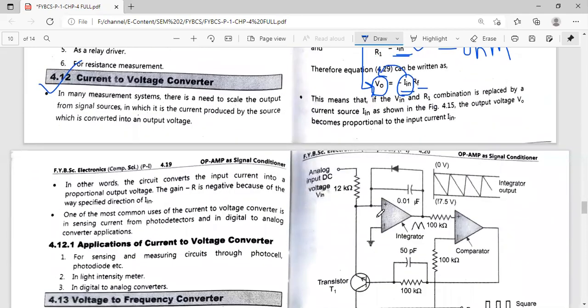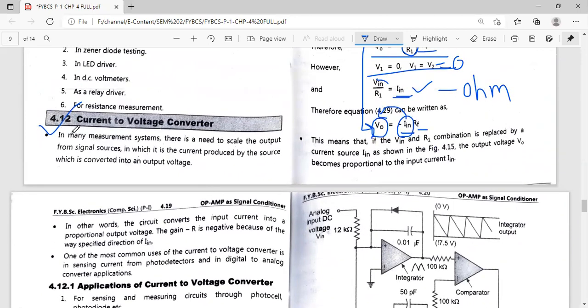Right. Now, what are the applications of this current to voltage converter? The first is for sensing and measuring circuits using a photocell and photodiode. Second is the light intensity meter, and the third one is digital to analog converters. Right. So these are the basic application areas where you can use this current to voltage converter. Right. So this was the second last point from your chapter.